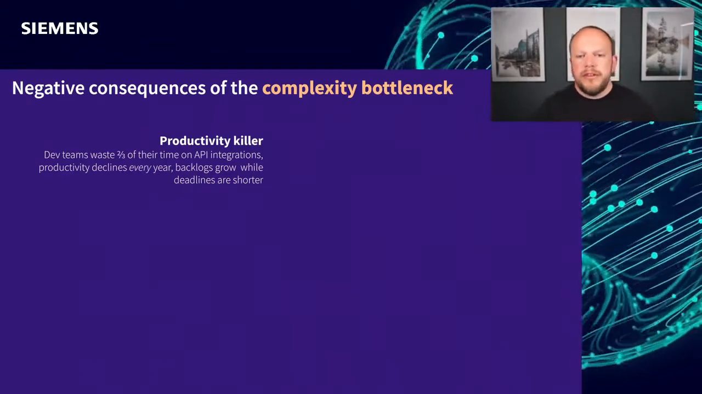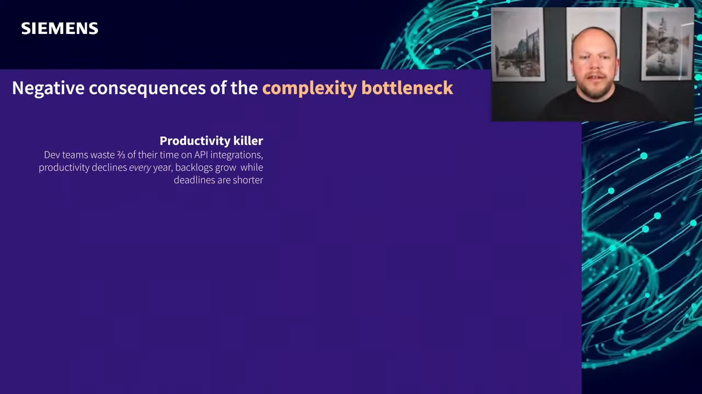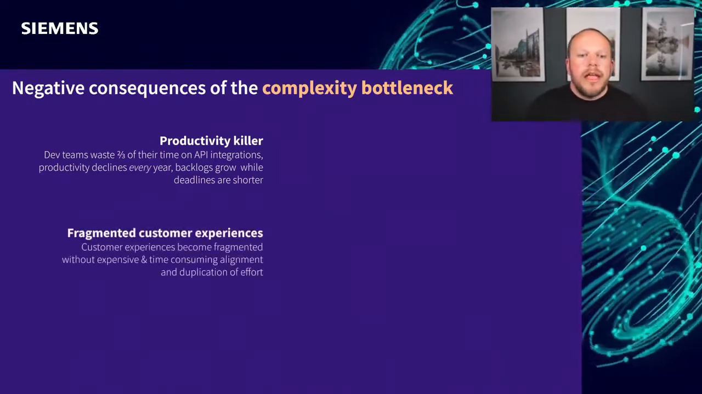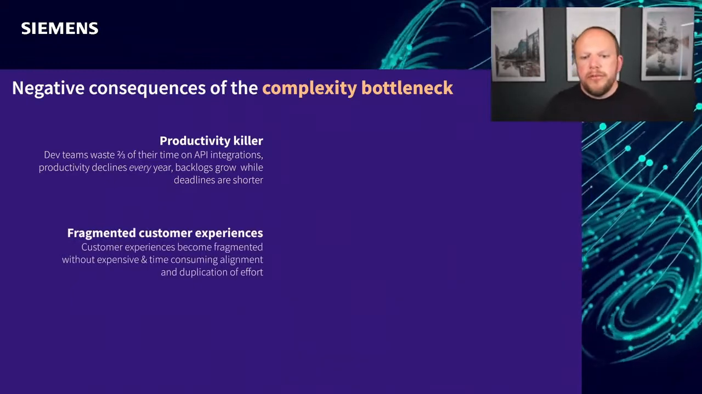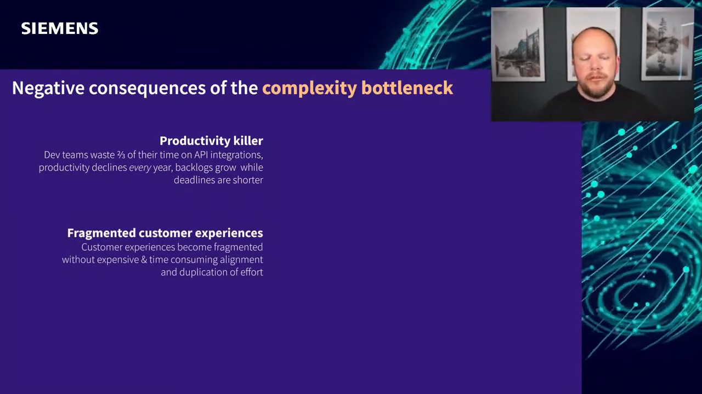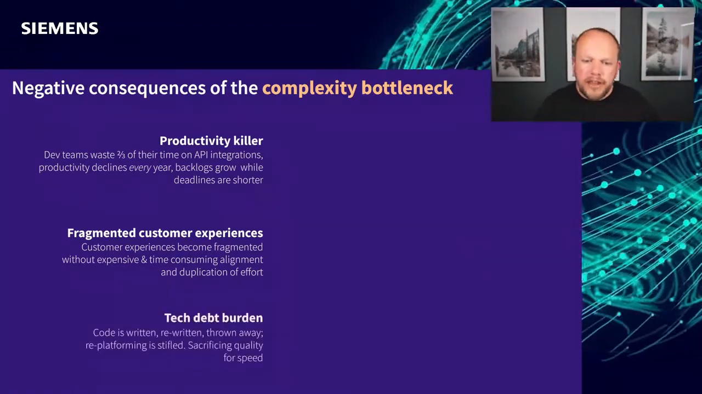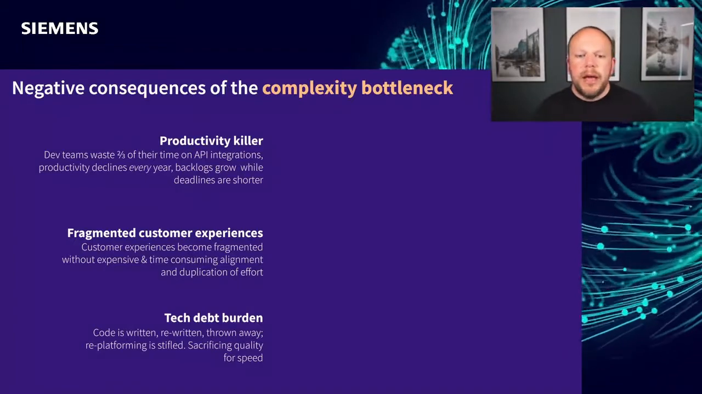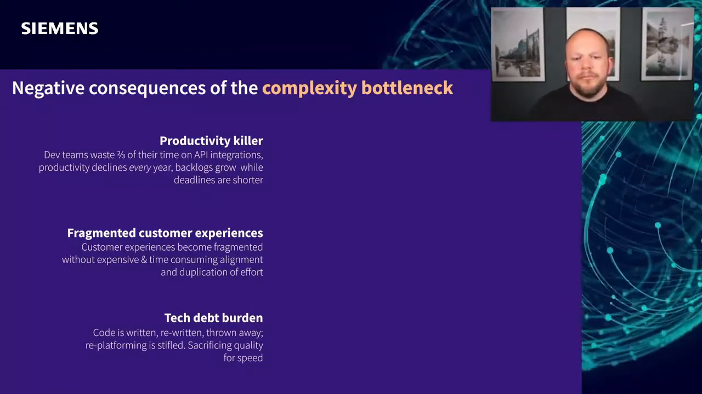That means productivity declines every year, backlogs grow, and deadlines encroach as frustration with delayed deliveries rise. It leads to fragmented customer experiences with high levels of duplication of effort that require expensive and time-consuming alignment to reduce. And there is an ever-increasing pile of tech debt that slows progress on any replatforming and makes any future innovation harder to commit to.